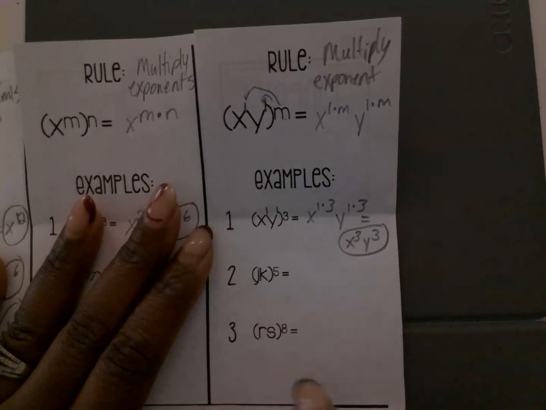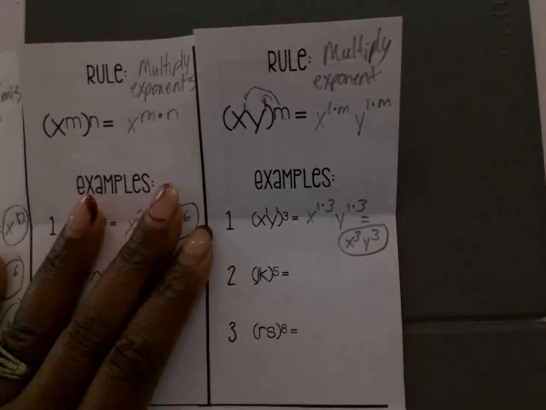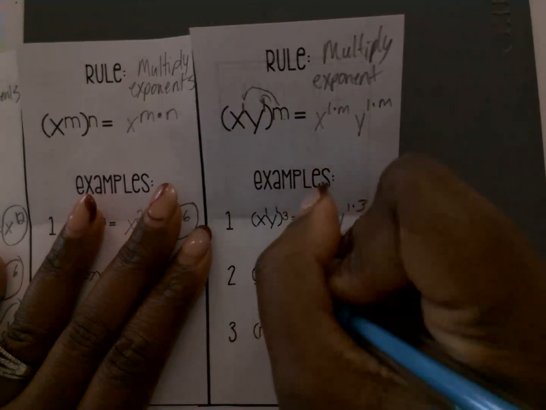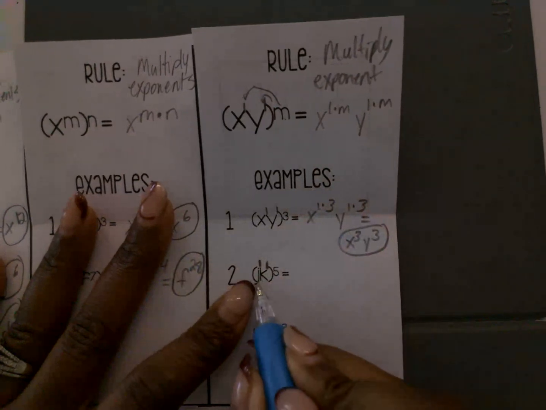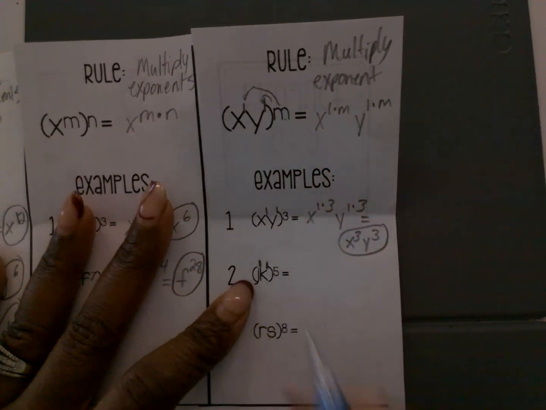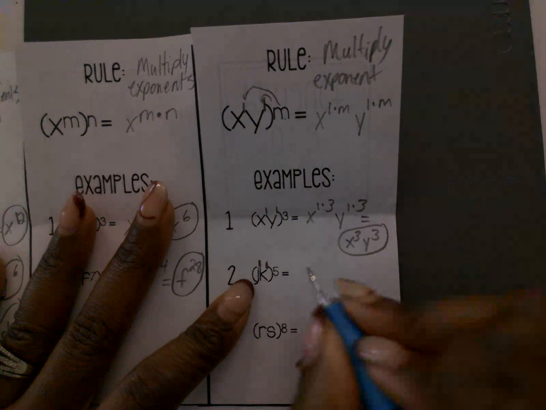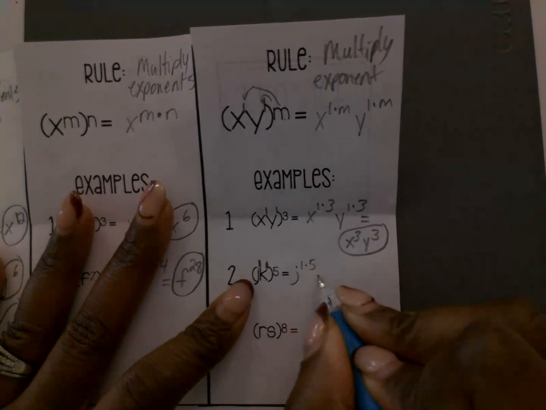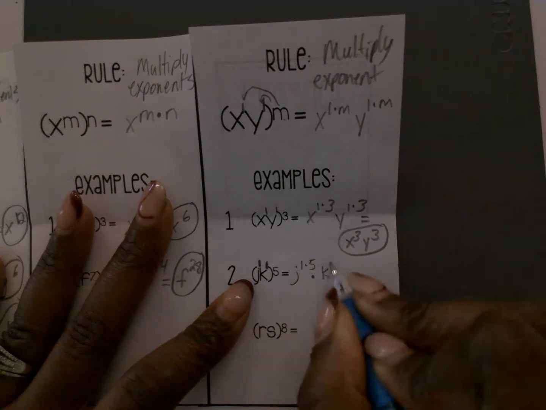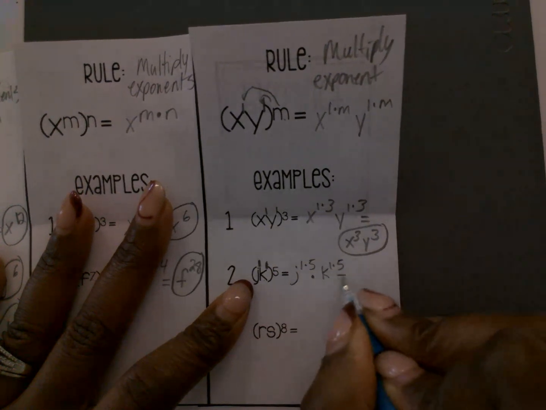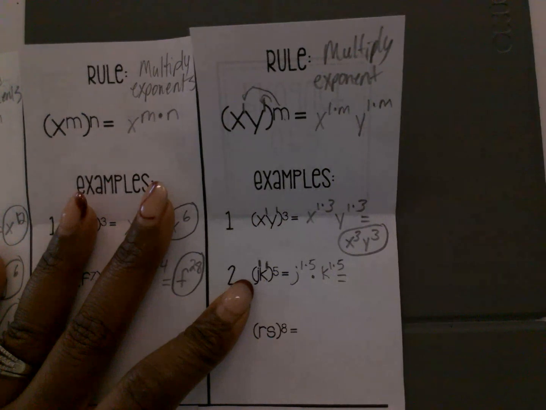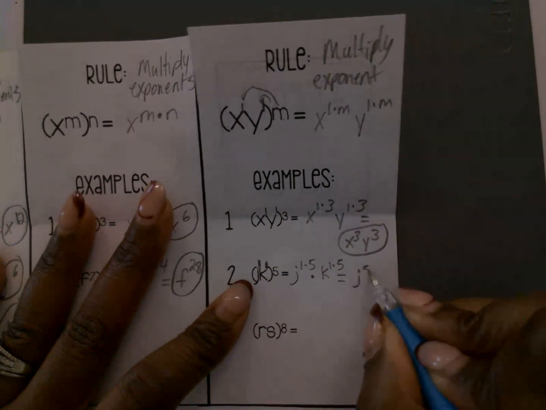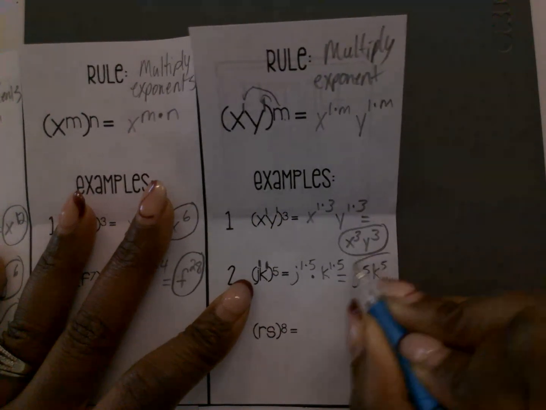We're going to do the same thing with number 2. Remember, if you don't see an exponent on a variable or a number, it's automatically 1. It's 2 variables here. So it's j to the 1st, k to the 1st. And you're going to multiply 1 times 5. That gives you j to the 5th, k to the 5th.